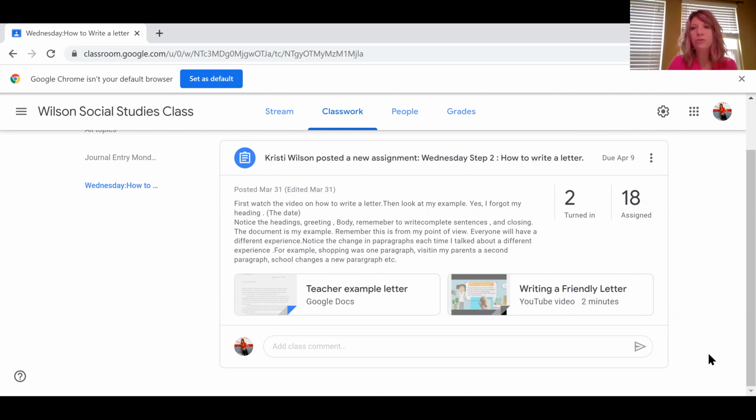And when you get ready to write your letter, see, I have two already who've watched it or turned in, but it says, first watch the video. Then look at the example, and I'd forgotten my heading on that example, and that's your date. And notice the headings, greeting, body. Remember to write complete sentences. I need to edit that. I wrote complete and write together. And your closing. The document is my example from my point of view. And everyone's going to have a different experience.